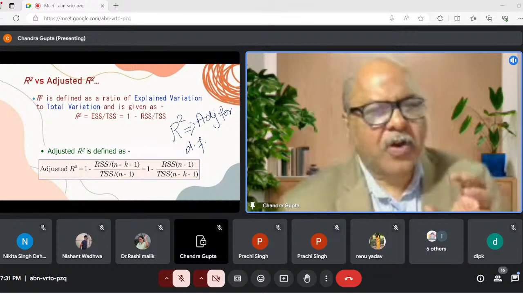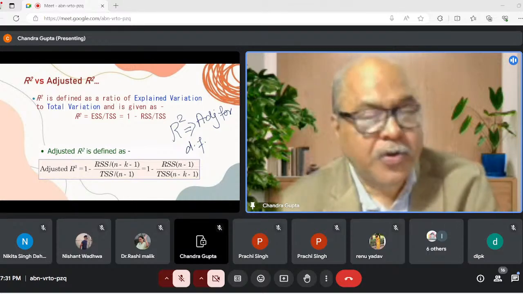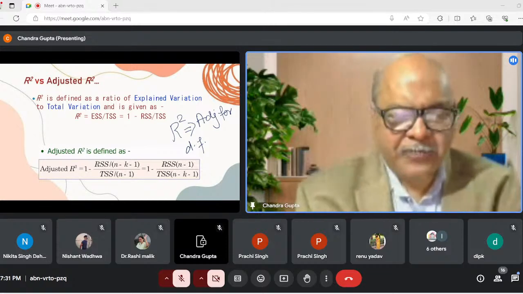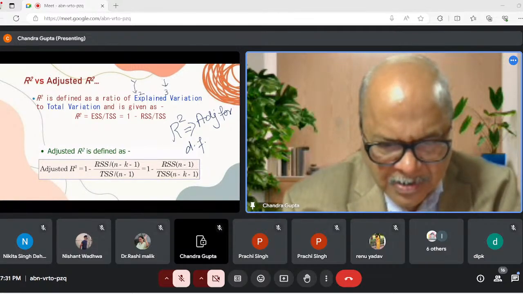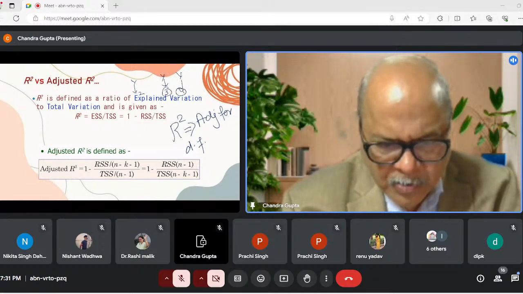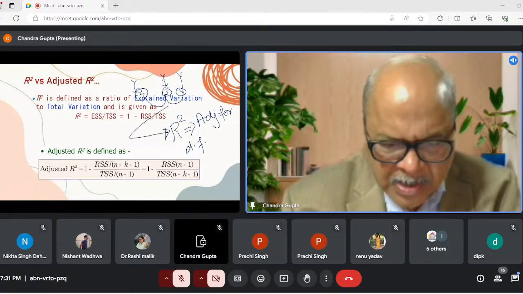So R square will always be increasing, but adjusted R square may not be always increasing. So in that case, if you have to compare two models, y with two variables, y with three variables, y with four variables, to decide which model is a good model, we make use of adjusted R square.